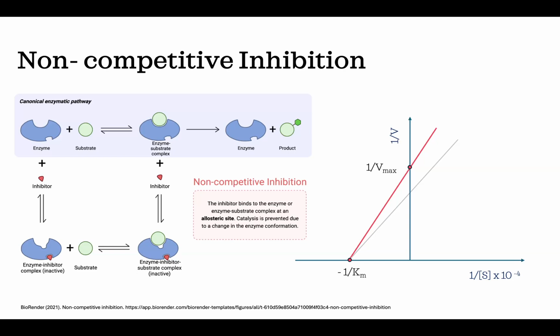The x-intercept is minus 1 divided by Km. Since Km remains the same, the x-intercept does not change in the presence of a non-competitive inhibitor.